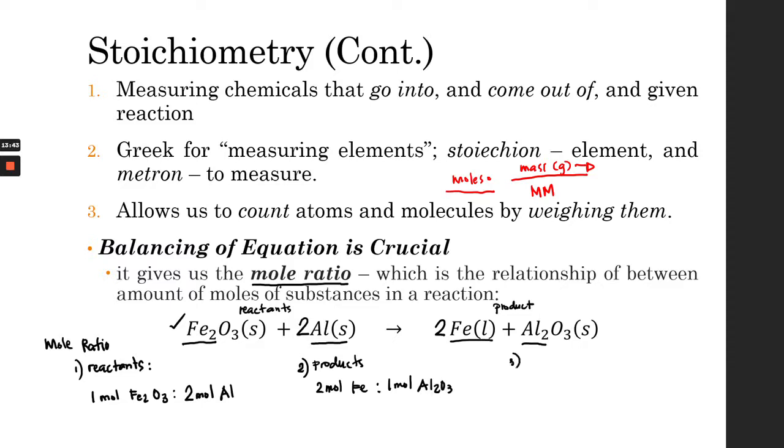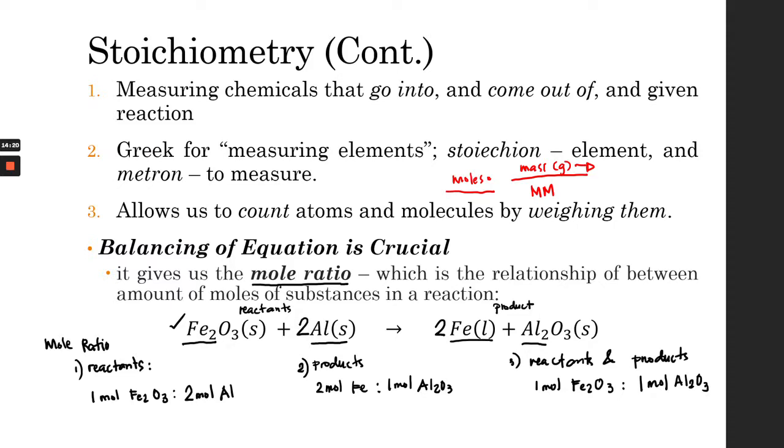And a third way that we can create a mole ratio is by our reactants and products. An example here is that we know that 1 mole of Fe2O3 can create 1 mole of Al2O3. You can also write it as 1 mole of Fe2O3 to 2 moles of Fe.